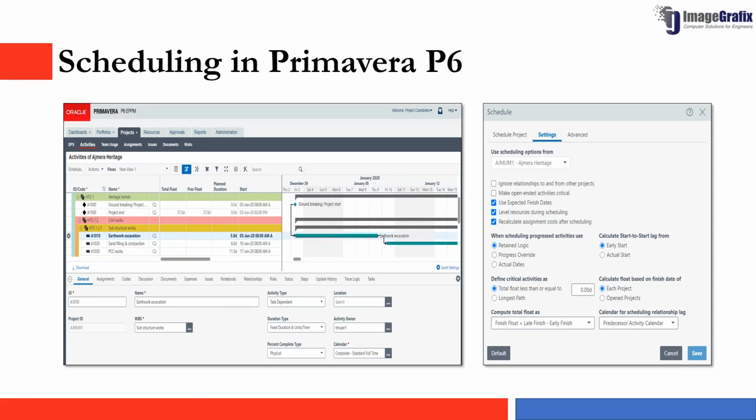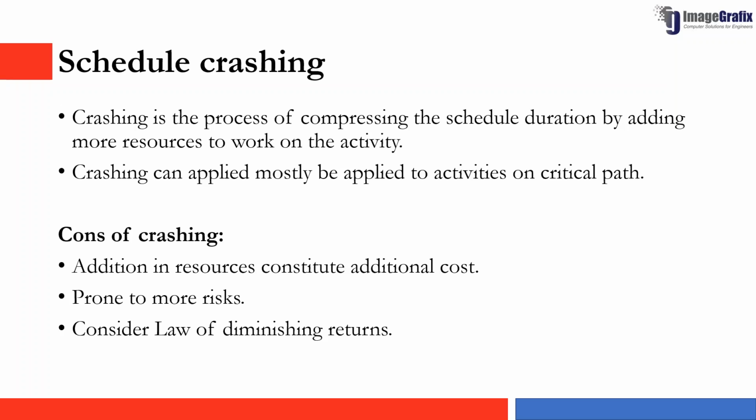And in the next section, we can see the various scheduling settings that are available with Primavera, which we can modify based on the progress of the particular activities. These are the various scheduling options that are available with Primavera P6. So now let's get into the topic of today's webinar. The first one is schedule crashing.